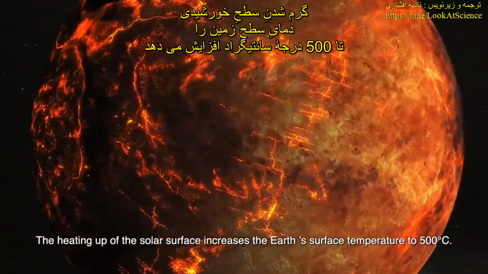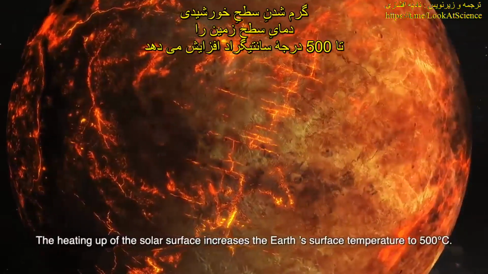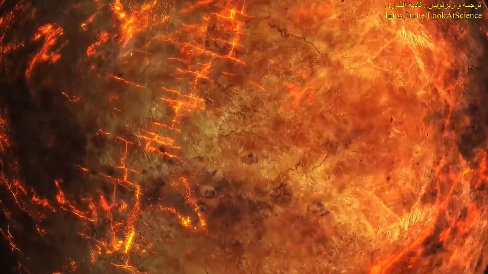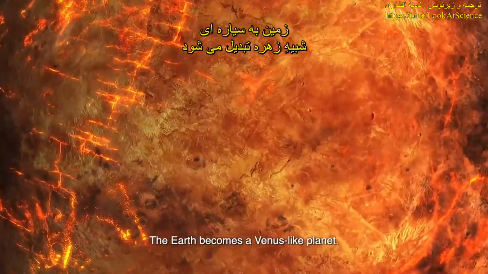The heating up of the solar surface increases the Earth's surface temperature to 500 degrees Celsius. The Earth becomes a Venus-like planet.